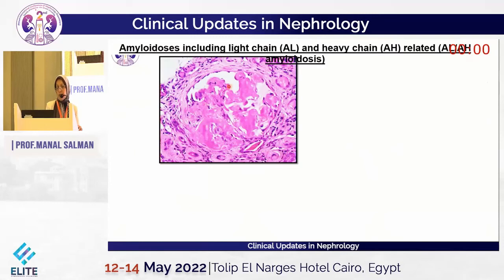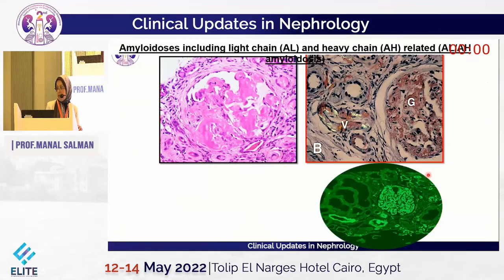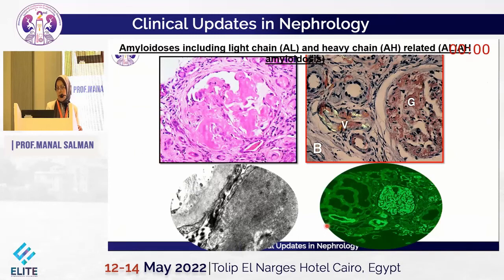And here we can see expansion of the mesangium by homogeneous pale eosinophilic material that is positive with Congo red and shows apple green birefringence under polarized light. By thioflavin, it shows positive staining under fluorescent microscope, and by electron microscope, it shows fibrillary appearance of randomly arranged fibers 10 to 12 nanometers in thickness.